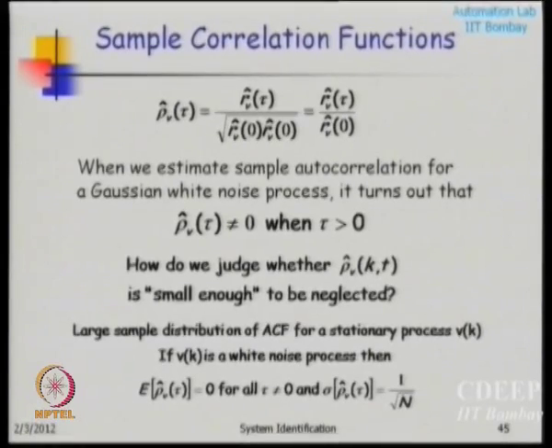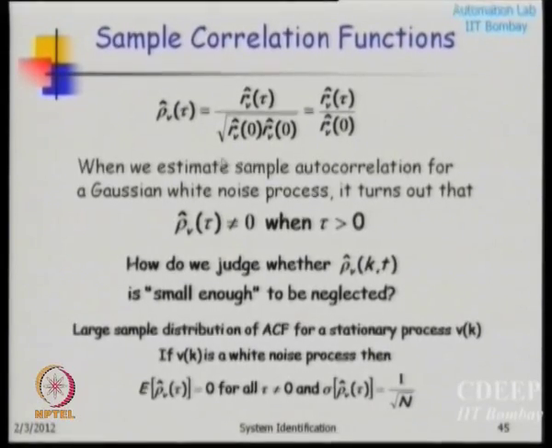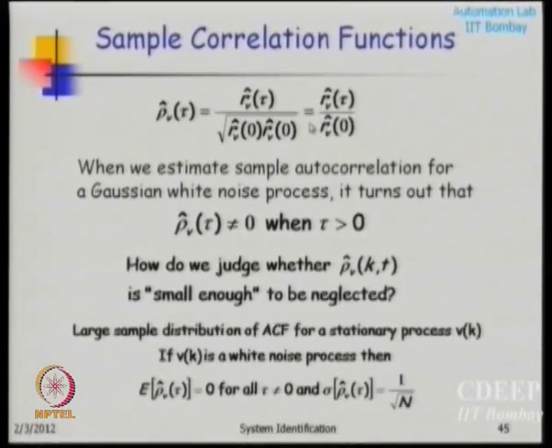So this is a normalized function, as you can see. You normalize it with the covariance at 0, and so the maximum value of the autocorrelation function is always 1. It is equal to 1 at lag 0, and at all other lags typically it is less than 1. It can be negative, it can be positive, but the maximum value cannot exceed 1, okay.